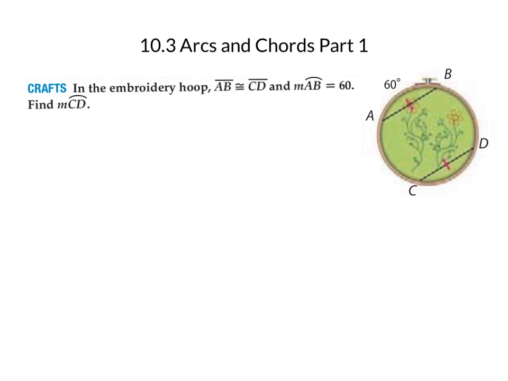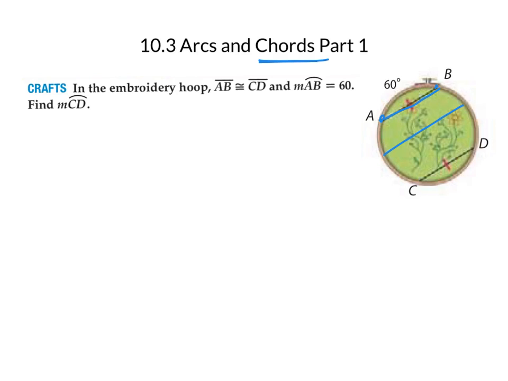Welcome to this video 10.3, Arcs and Chords Part 1. Now, I don't actually remember if we've talked about chords or not, so just really quickly, a chord is a line segment in a circle, and both endpoints have to be on the circle. Usually we don't talk about the diameter as being a chord. If it goes through the exact center, then we're just going to say that's the diameter. But if it doesn't go through the center, like this one here, AB, then we're going to call that a chord. So a chord is just a line segment with two endpoints on the circle.